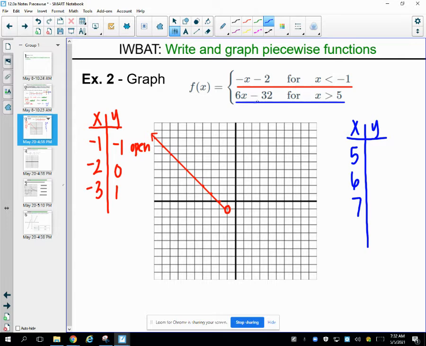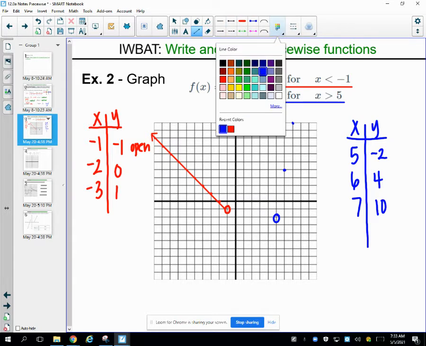So 6 times 5 is 30, minus 32 is -2. Plug in 6. 6 times 6 is 36, minus 32 is 4. 7 times 6 is 42, minus 32 is 10. And we can plot these. So we'll go 1, 2, 3, 4, 5, -2. And again, that will be an open circle. 6, 4, 7, 10. Okay, and then you can just connect that with a straight line here.